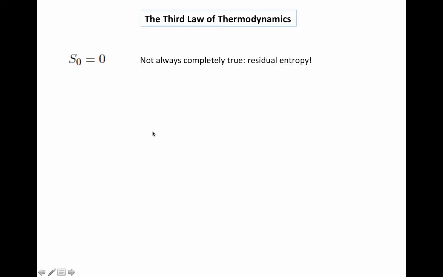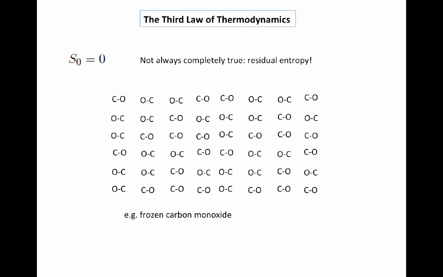Okay, now another statement of the third law of thermodynamics is that the entropy at zero temperature goes to zero. The reason that this is a less satisfactory statement of the third law is that it's not always completely true. Systems can end up with residual entropy at zero temperature. What does that mean? Well, the book goes into one example, and I'm just going to mention it again here. This is actually one of the problems you'll be doing on the homework as well.